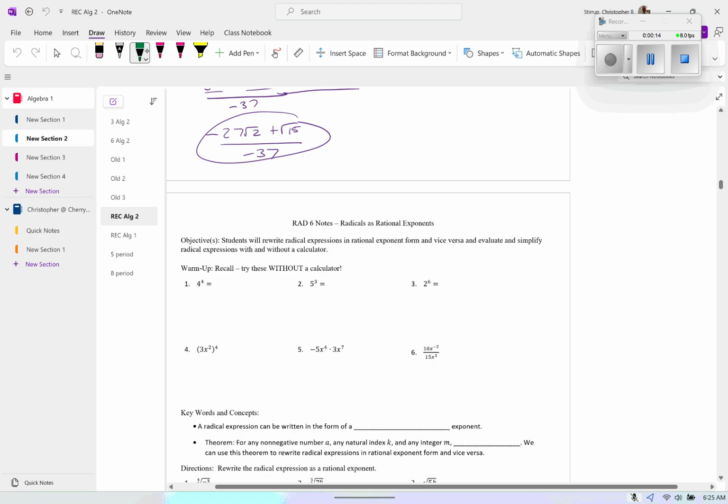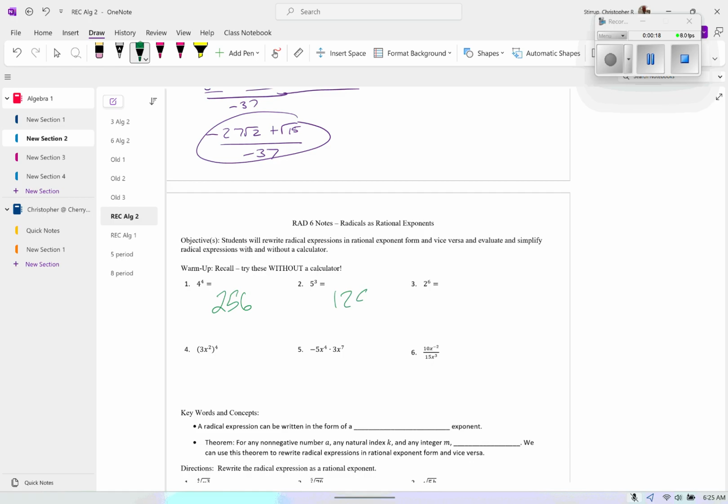So 4 to the 4th is 16 times 16, which is 256. 5 to the 3rd is 125. 2 to the 6th is 2, 4, 8, 16, 32, 64. This comes to both of these, so I have 3 to the 4th, which is 81, x to the 8th. On this one, I have negative 15, x to the 11th. Remember, you add the exponents.